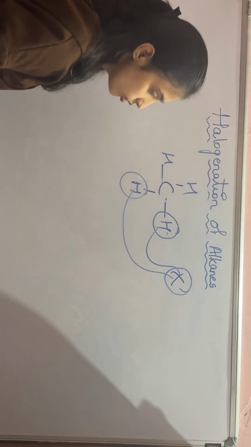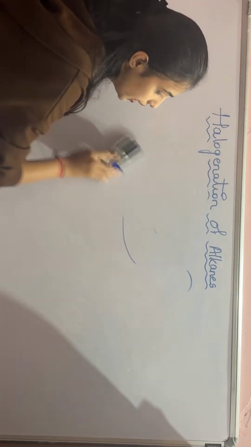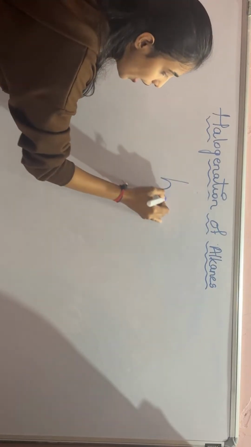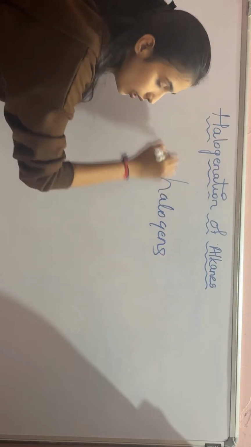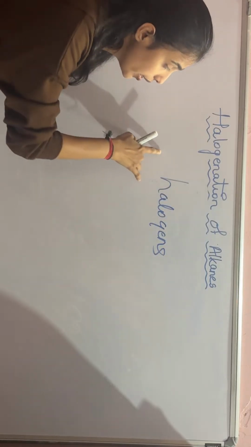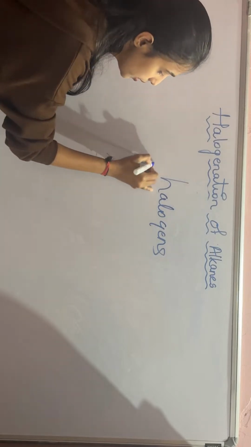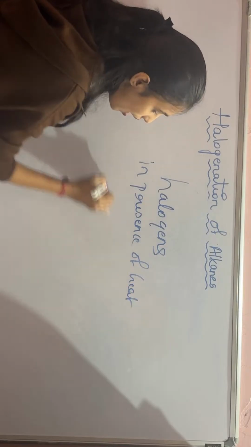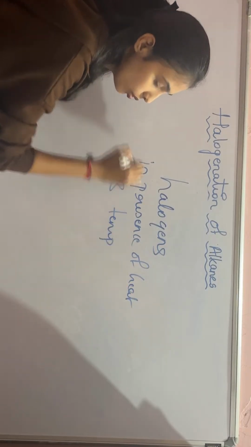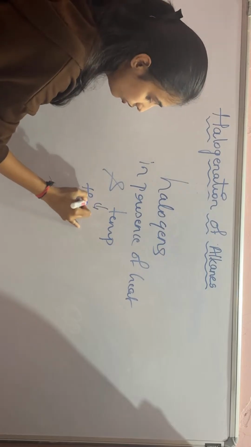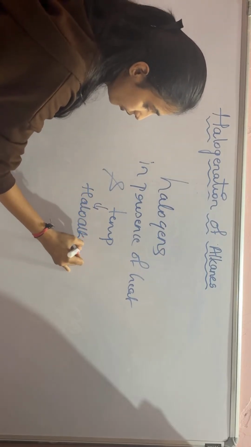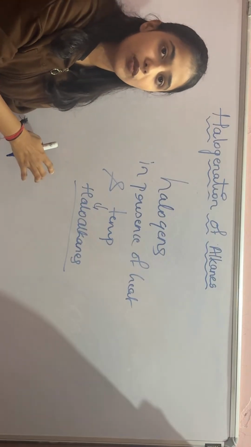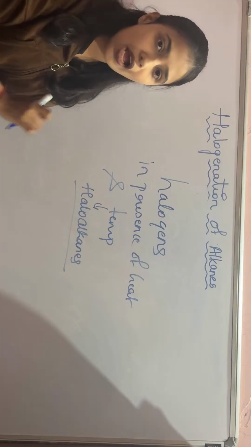So normally the halogenation of alkanes is a replacement of hydrogen atoms by your halogens. It is nothing but the replacement of hydrogen by halogen atoms in presence of heat and temperature. So that is going to form your haloalkanes. Haloalkanes are nothing but where your alkanes will be containing halogen atoms.